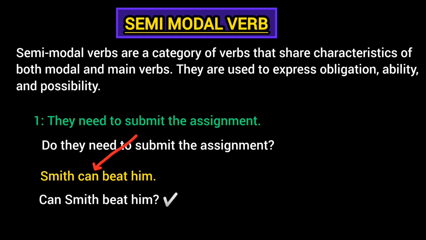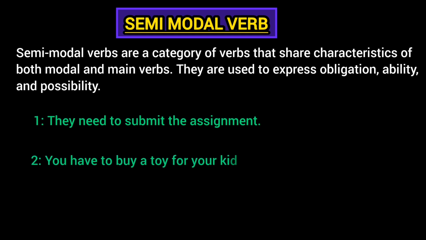You can see I did not say, does Smith can beat him? This is incorrect because it does not need a helping verb. But a semi-modal verb needs a helping verb for changing into an interrogative sentence. You have to buy a toy for your kid. Look at this example. Here, have to is a semi-modal verb because it is used with another verb, which is buy, and another thing is that it shows requirement.